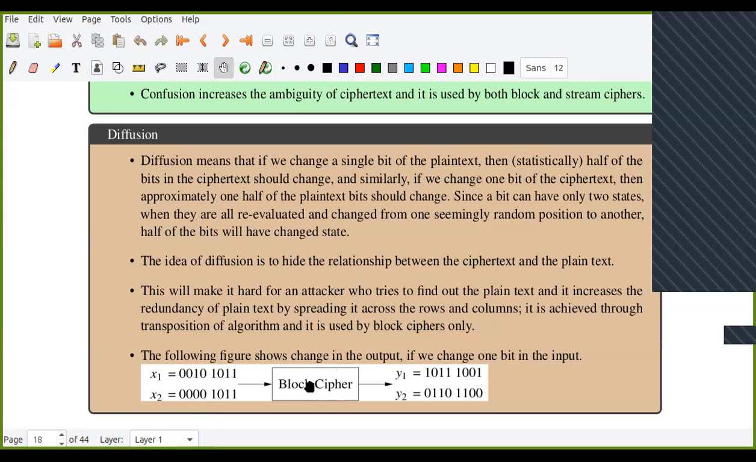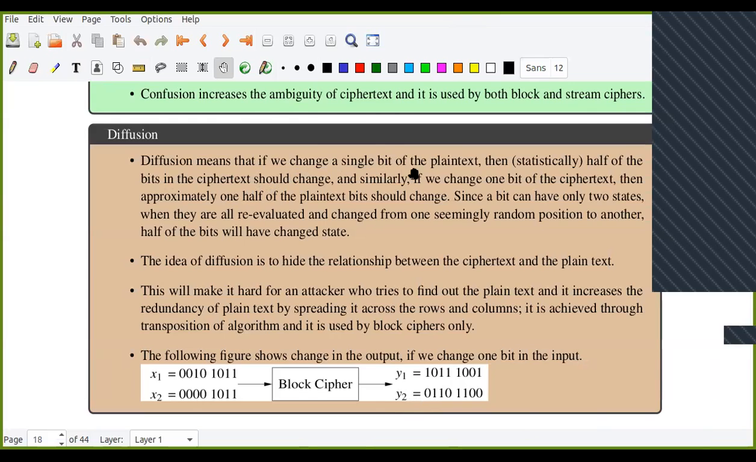Now I am applying some cipher, so I'll get y1 and y2. y1 is the output for x1, y2 is the output for x2. Do you see any difference now here? There is a lot of change, right? Somebody has done a modification in between, and we can easily figure it out. You completely get a different output. So that is called diffusion.